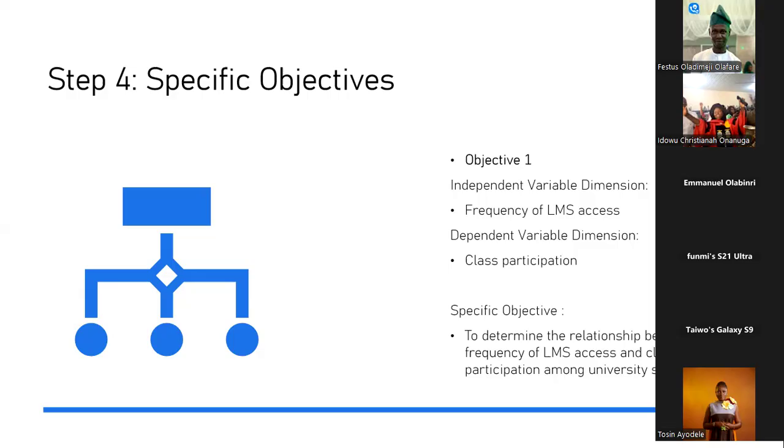So what we can do is, instead of having the dependent variable as class participation, our dependent variable will remain as what? Classroom engagement. So our first objective will now be to determine the relationship between frequency of LMS access and classroom engagement among university students. That is one. Are we good?